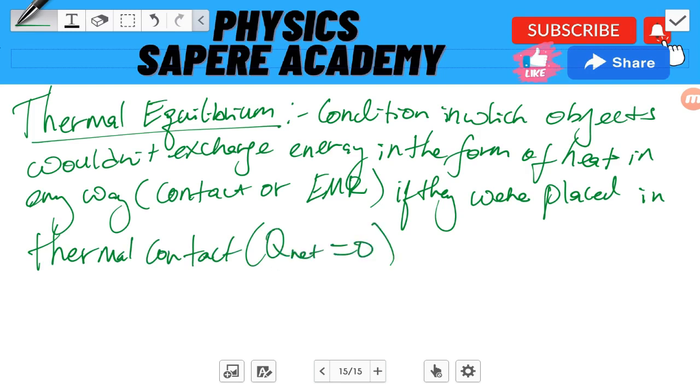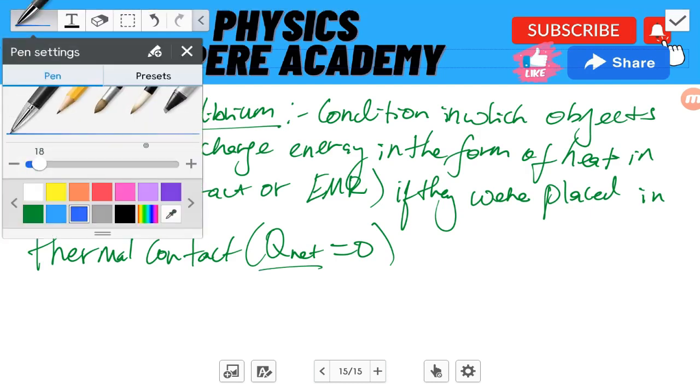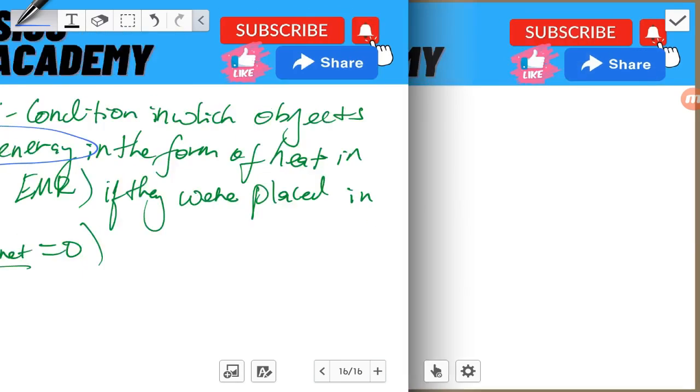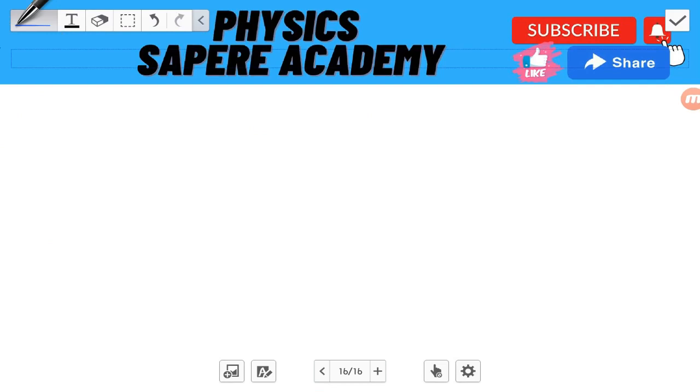So if there is no net transfer of heat, that is the process of heating doesn't exist. Even if these two objects were simply put in thermal contact, but there is absolutely they won't exchange energy, then we say that the system is in thermal equilibrium. Now, this idea of thermal equilibrium is useful because it helps us to define what temperature is. It also helps us to define the zeroth law of thermodynamics.